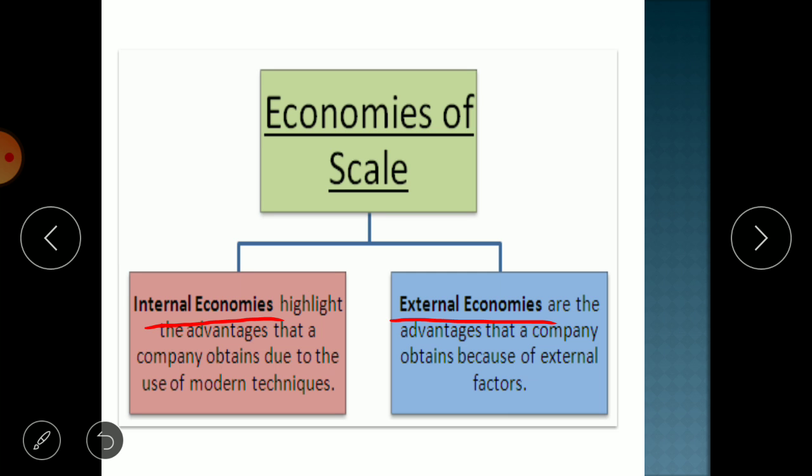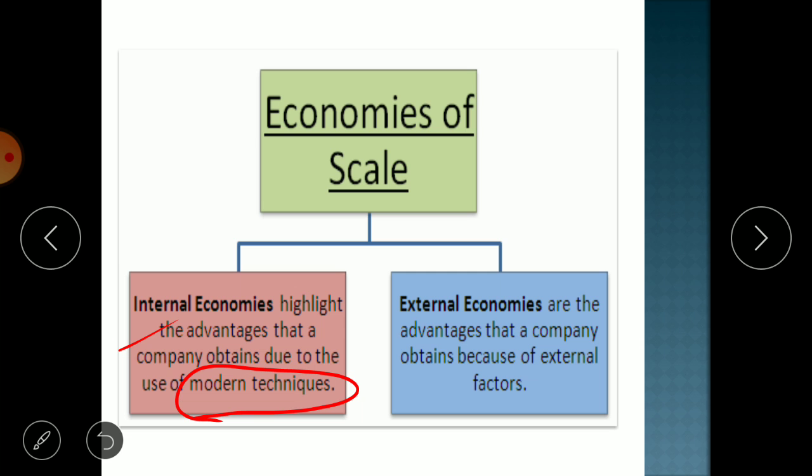If your cost of production reduces because of the reason situated outside the organization, it is known as external economies of scale. Let us see what is written here. Internal economies highlight the advantages that a company obtains due to the use of modern techniques. Modern technique means because of the machinery if your cost of production reduces. I have told you that your cost is reducing because of the internal reason. Machinery lies within the organization. That is why it is termed as internal economies.